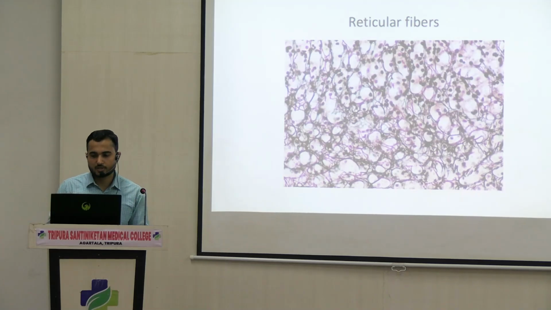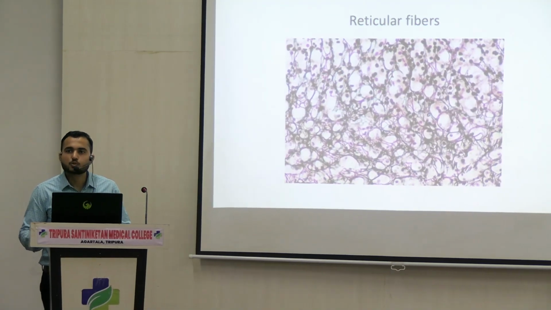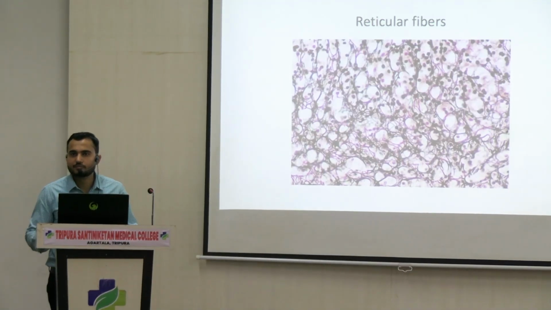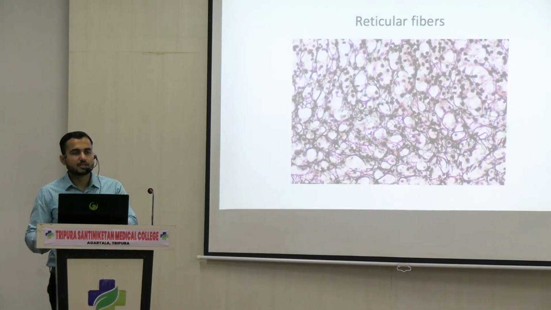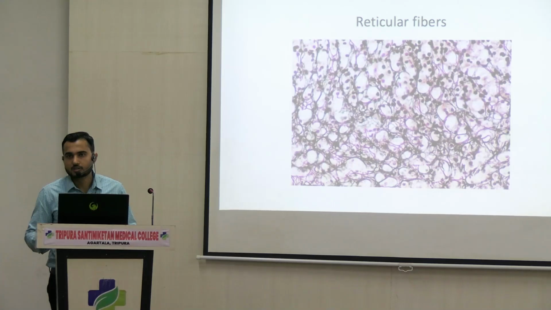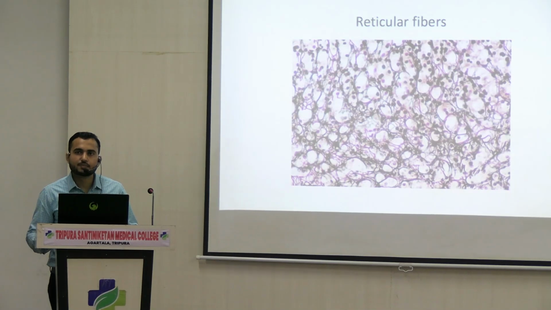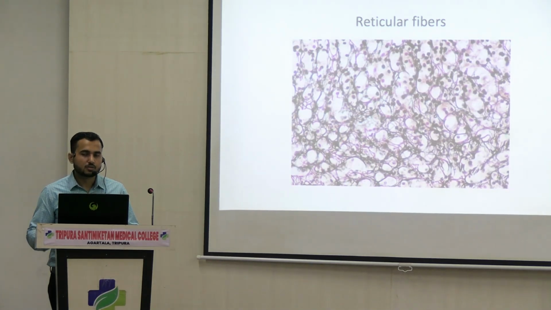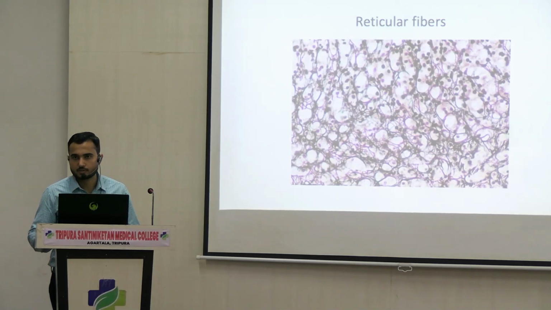Now, if you see the reticular fibers, they mostly form the framework of different organs. For example, in most of the lymphatic organs, the framework is made up of reticular fibers. Then in certain glands also they are present. They are present in kidneys. They are present in liver. So these are some organs where the framework is made up of reticular fibers.